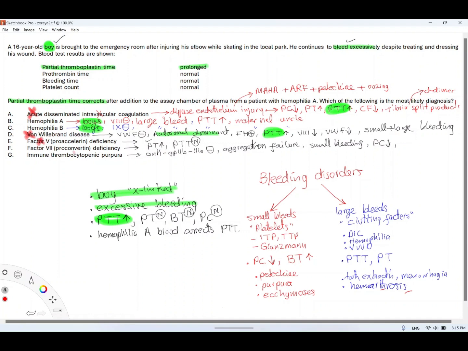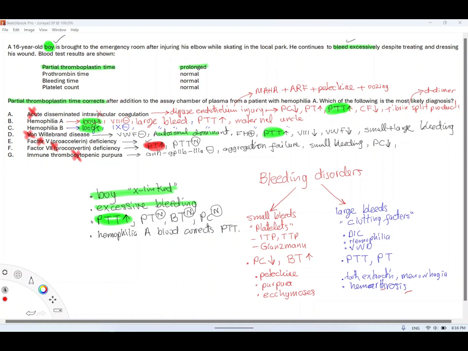Same with factor 7: there will be only a PT increase, but we're looking for PTT. Remember, in factor 7 deficiency PT is normal, so that's not our answer. And ITP is a disease of platelets. We're not looking for platelets, we're looking for large bleeding, right? Because this person has excessive large bleeding.